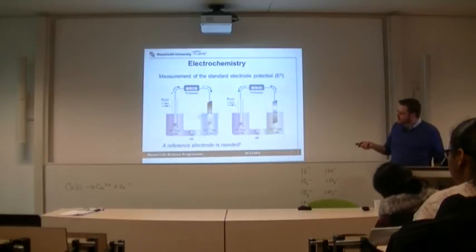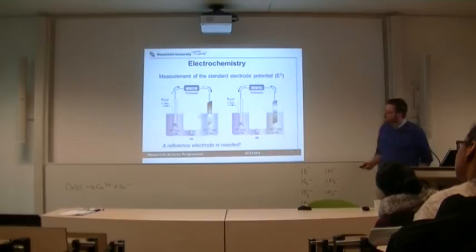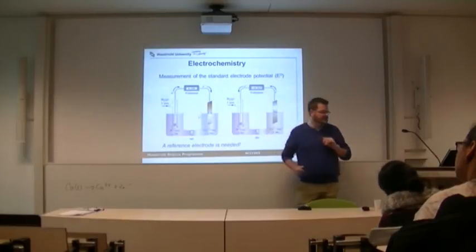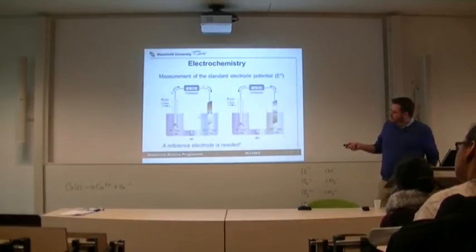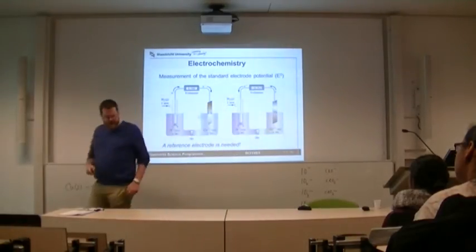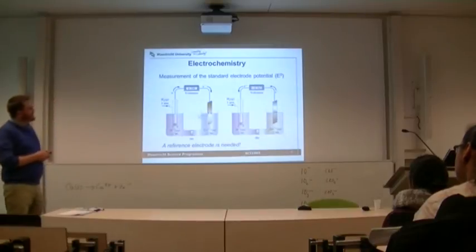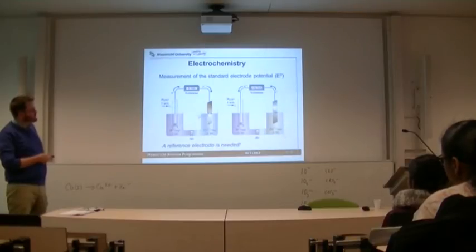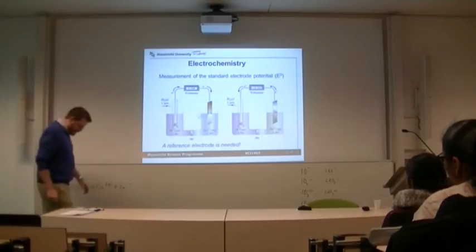So the potential associated with this half reaction, H2 going to 2H plus plus 2 electrons, we set at 0. That's how this whole thing works. And so relative to that we have copper. Now notice here we have a porous plug, so it's sort of like a salt bridge. Now, over here, we have another half reaction, zinc going to zinc 2 plus. We again have our standard hydrogen electrode. What do you see? What is the difference in the potentials?